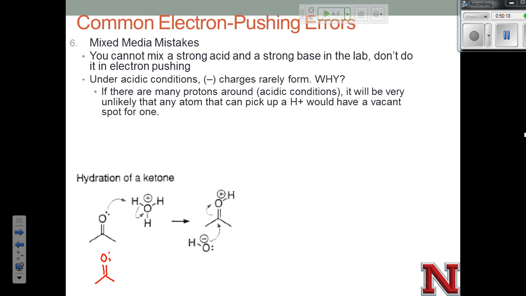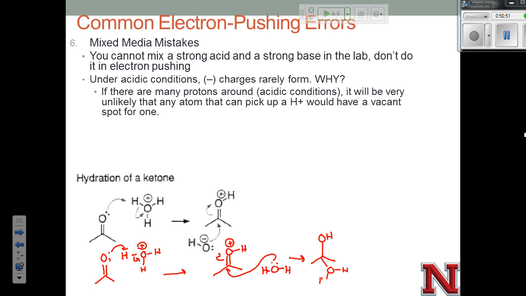The first step is fine. That would be what we expect. But once we form this, what would be way more likely is our neutral water would attack, pushing our electrons, not our hydroxide. And then we would have a deprotonation to reform our acid, because this is a catalyst. So that would be much more likely; we're not forming negative charge.